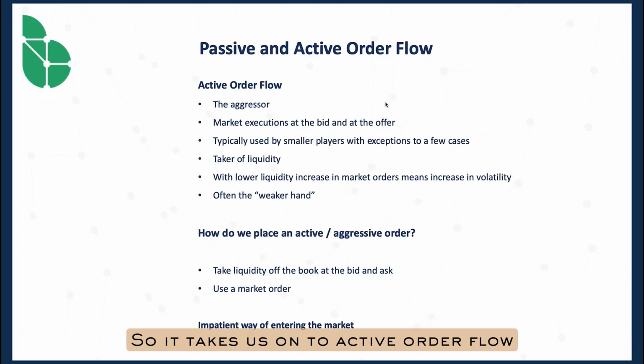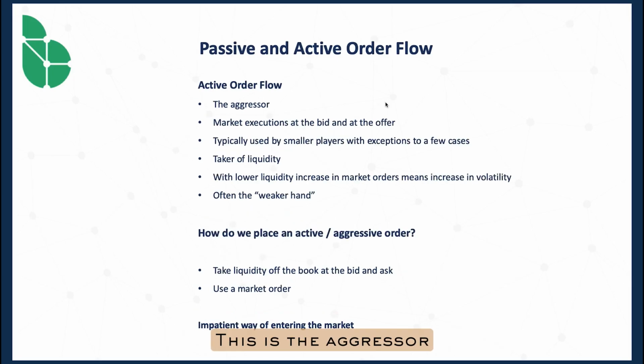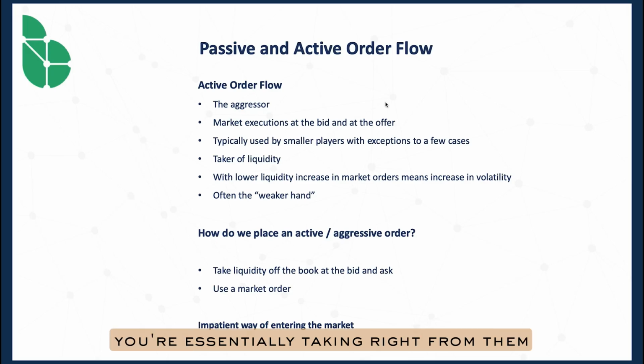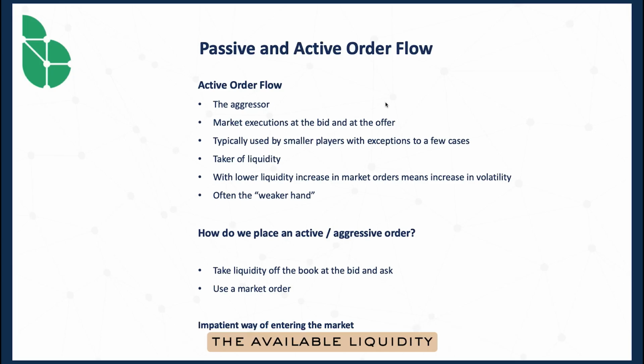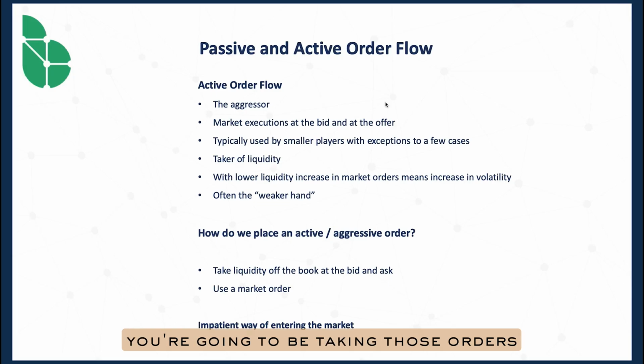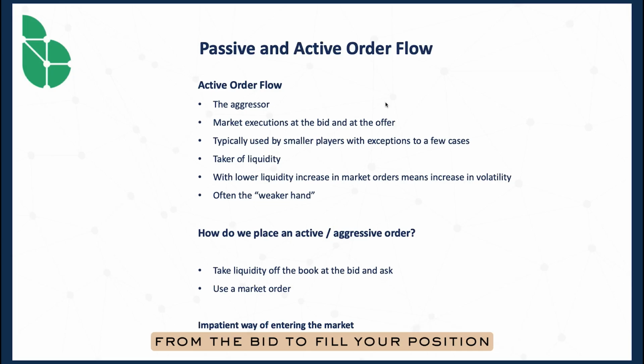So that takes us on to active order flow. Active order flow is the aggressor. These are market executions at the bid and the offer, so this is essentially when you're taking liquidity. If you see offers on the ask to sell, you're taking right from them because you want to get in right away. You don't care about the price, so you're buying up the available liquidity that is in the offer. The same can be said for someone who's looking to sell or exit the market. If there are orders in the bid relative to the current market price, you're going to be taking those orders from the bid to fill your position.